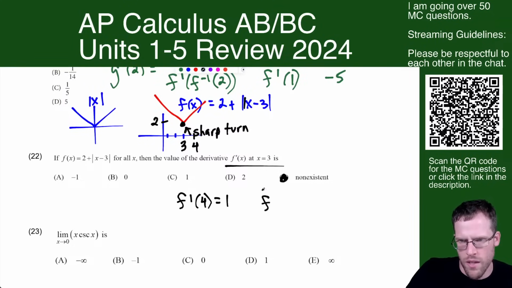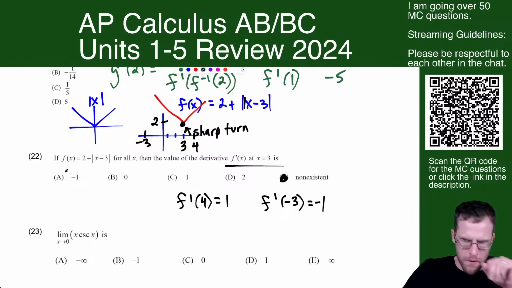So if they wanted something less than 3, like f prime of, let's say, -1. Actually, that's a bad number because I'll use like -3, let's say. That would give us -1. Like if I was way out here at -3, I would be on this line. So I'd have a slope of -1. Okay, but non-existent because we're at the sharp turn.